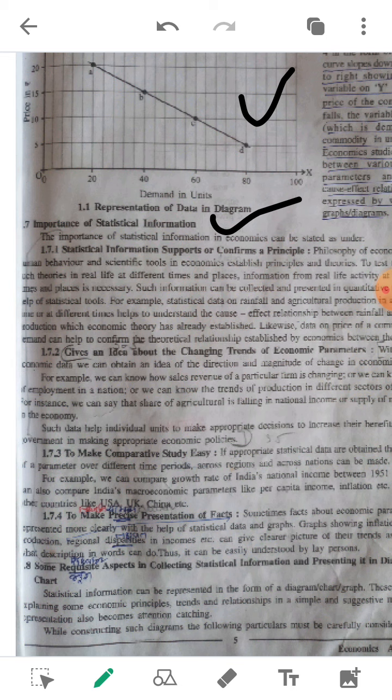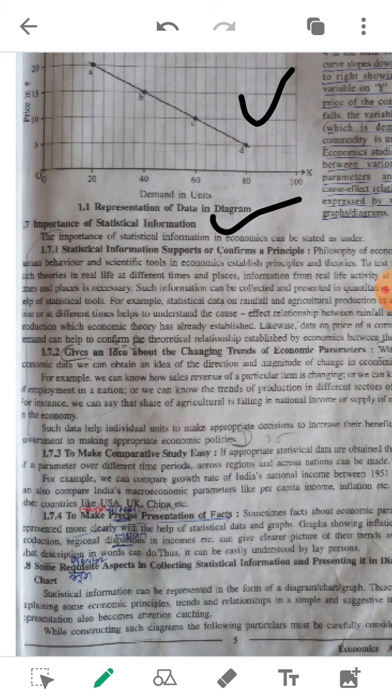The third one is to make comparative study easy. If appropriate statistical data are obtained, then comparison of parameters over different time periods, across regions and across nations can be made. For example, we can compare the growth rate of India's national income between 1951 and 2015. We can also compare India's macroeconomic parameters like per capita income, inflation, etc. with those of other countries like USA, UK, China, etc.